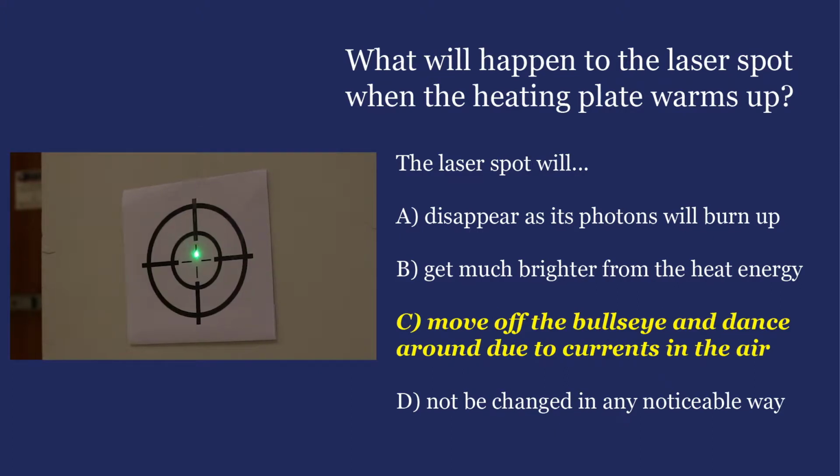Note that the laser spot is at a slightly different location. This is due to refraction, as the light bends as it enters and leaves the warmer, lower density air. Note that the spot dances around as well. This is due to convection currents in the air carrying away heat energy from the hot plate.